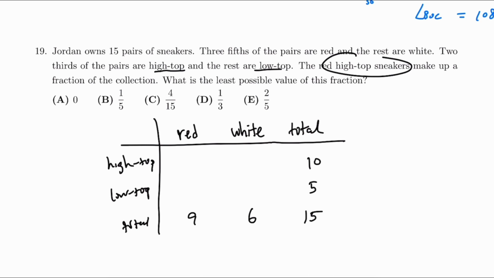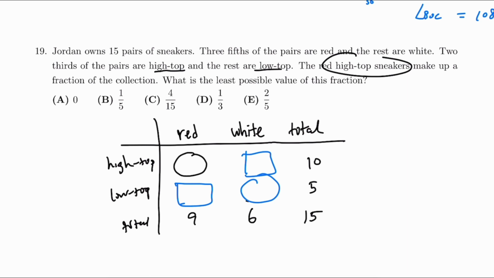The red high top sneakers make up a fraction of the collection. So we want to find the least possible value of this fraction, that corresponds to the least number of red high tops. How do we do that? We have the least number here, so we have the highest numbers here and here. So the least number here, I will use a circle to represent. We want the least number here.